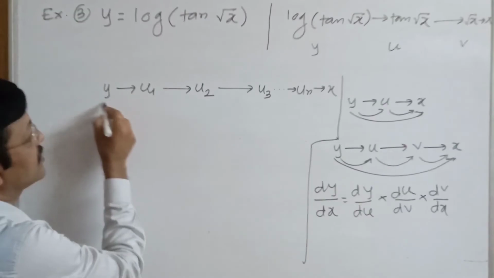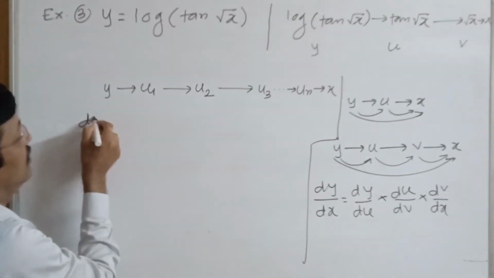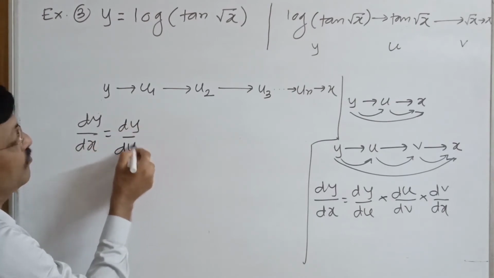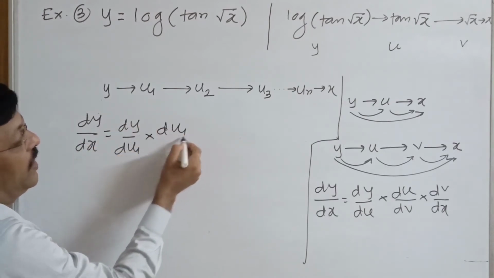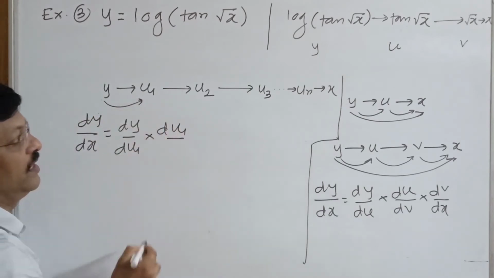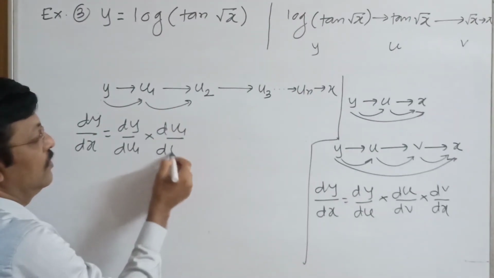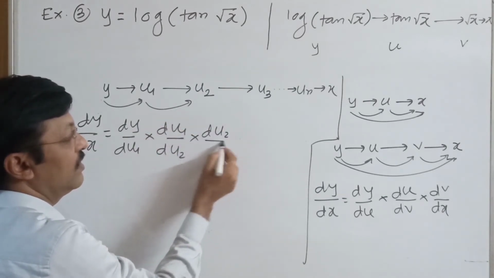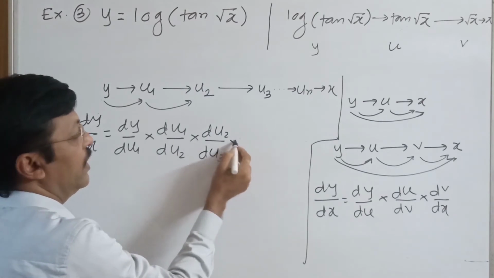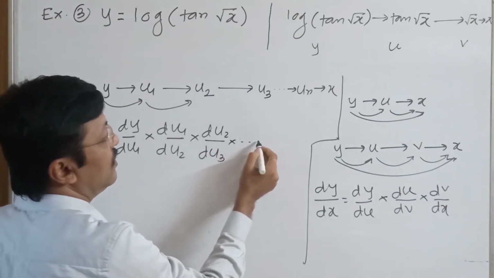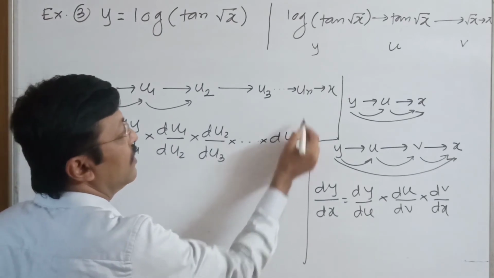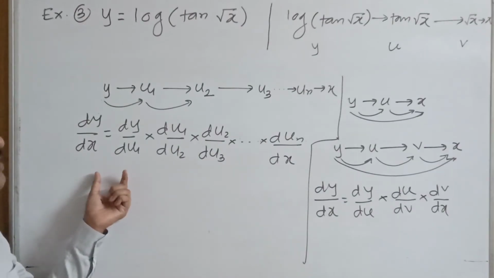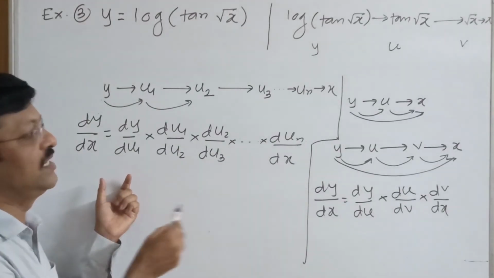Then dy by dx in that case is equal to dy by du1 into du1 by du2 into du2 by du3, that will go on, and then finally into dun by dx. You can understand this extension of chain rule easily.